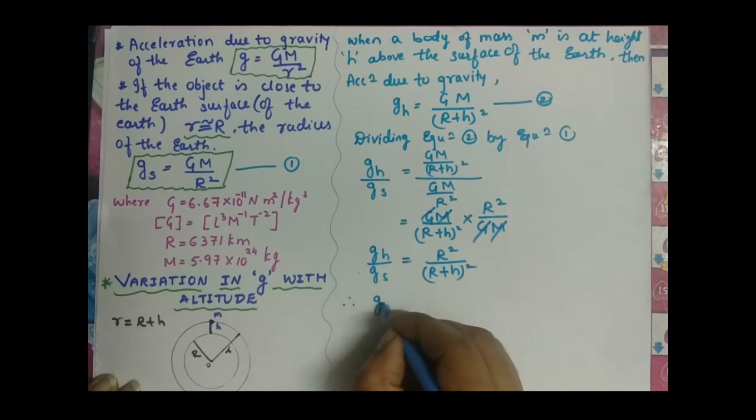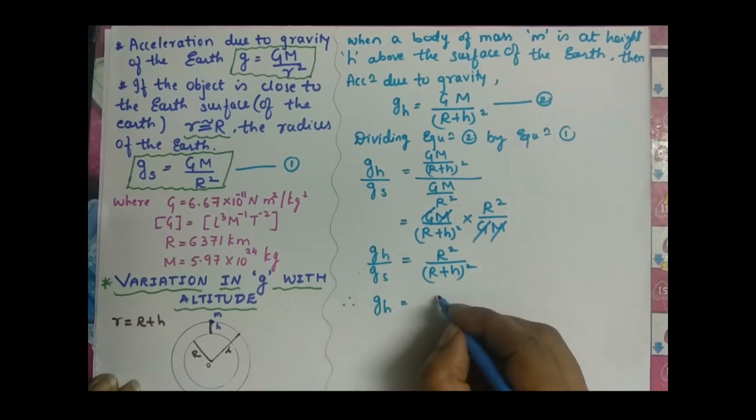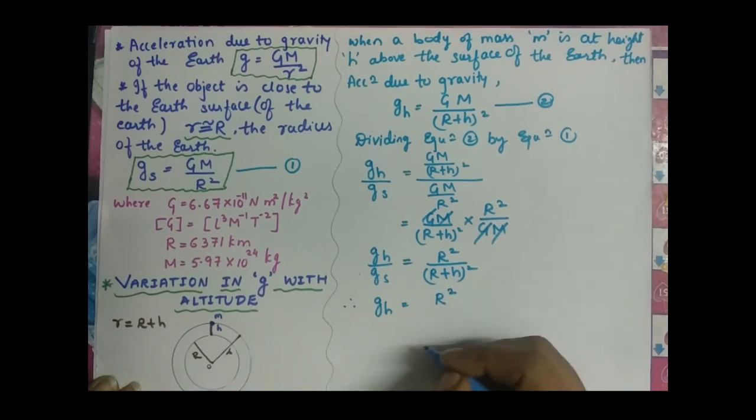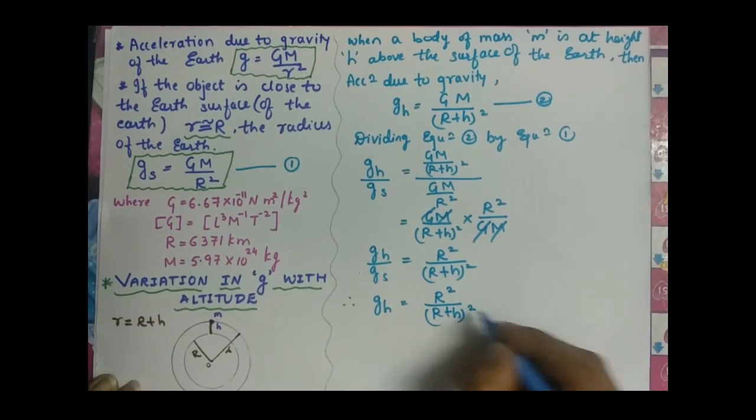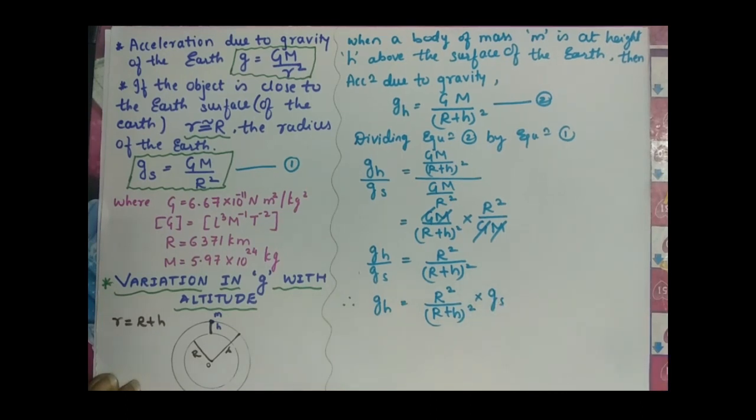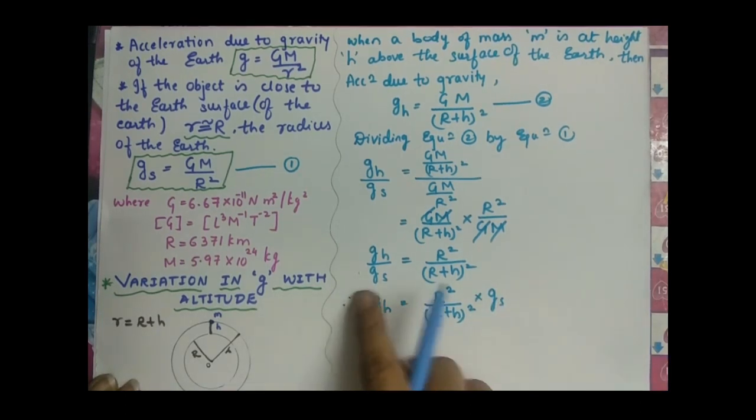Therefore, what is your GH here? It is nothing but R square. Yeah, you can put a whole square also if you want. Then R plus H whole square into GS. This GS comes this side.